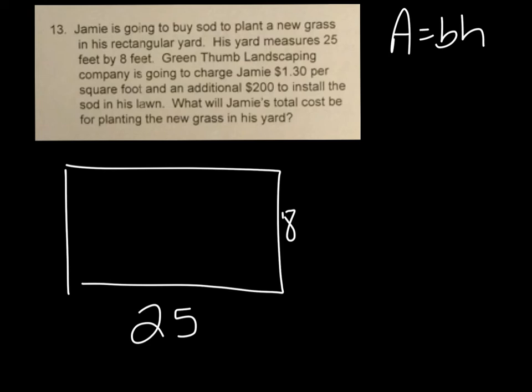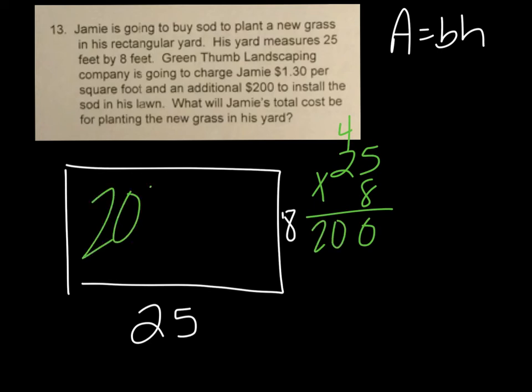Number 13, Jamie is going to buy sod to plant a new grass in his rectangular garden. His yard measures 25 feet by 8 feet. So we first need to know how much he's going to plant in his yard. So 25 times 8 would be 200, what is that, feet. Okay, but then the question goes on to say they're going to charge him $1.30 per square foot plus an additional $200 to put the sod down.